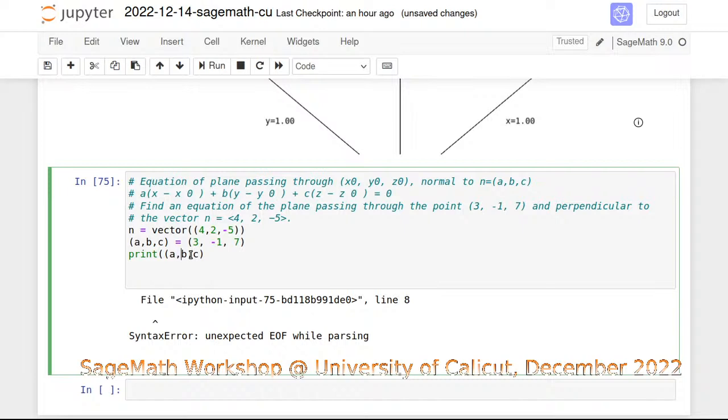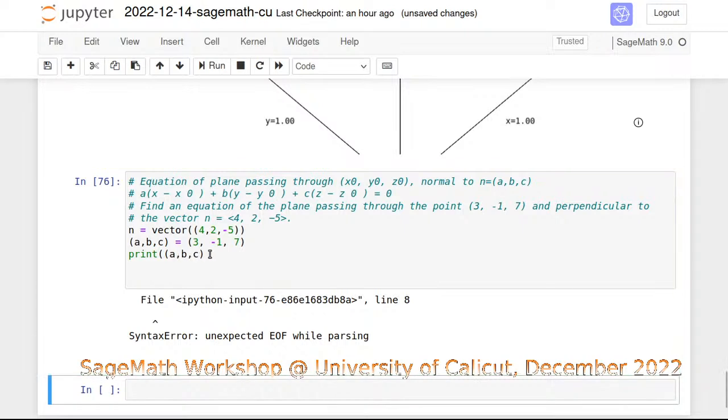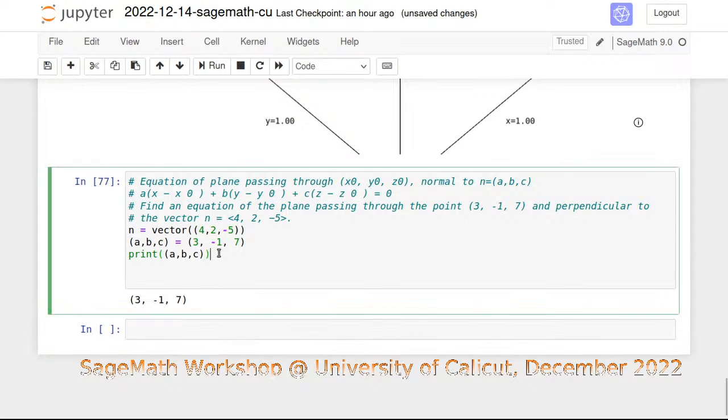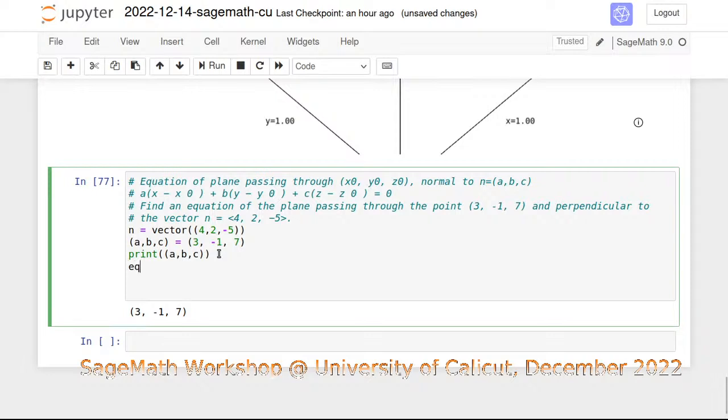A, B, C. Yeah, ABC is this, N is this. Now the equation of the plane is this.